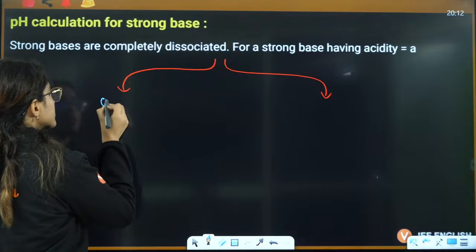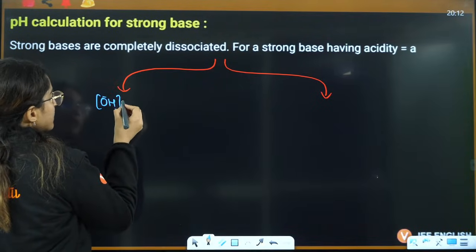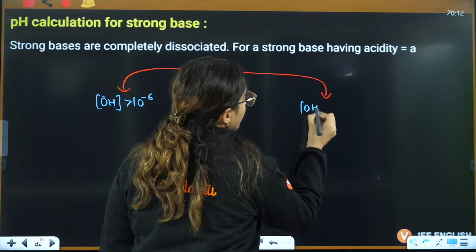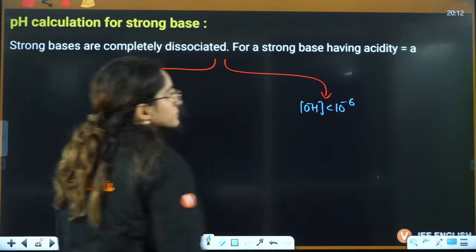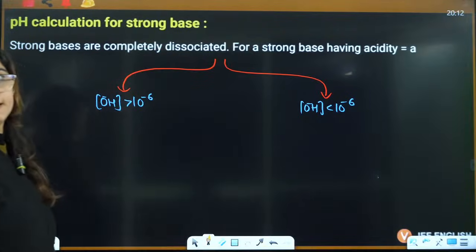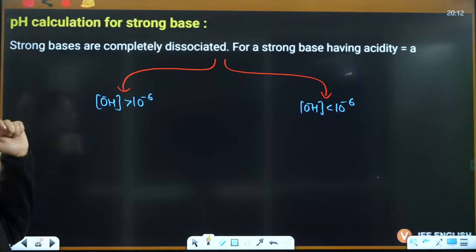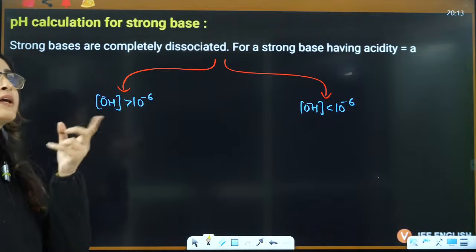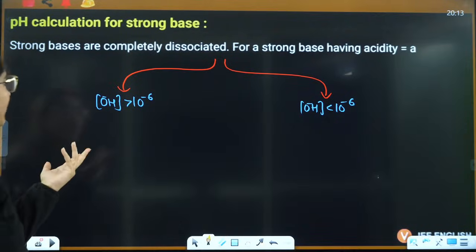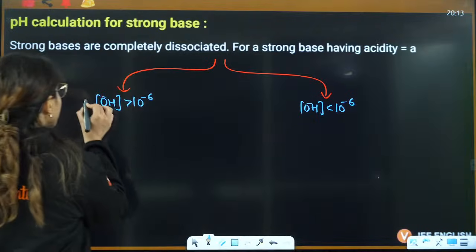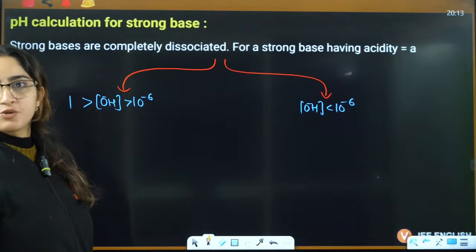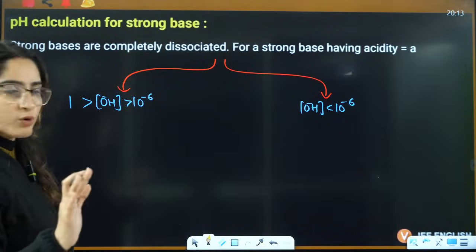Either OH negative concentration can be greater than 10 raised to minus 6 or it can be less than 10 raised to minus 6. Okay. If I am saying that it is greater, I am not talking about concentrations greater than 1 molar. Even if it is greater than 10 raised to minus 6, it can be maximum 1 molar. Greater than 1, we are not talking about that case now. We'll talk about that later.